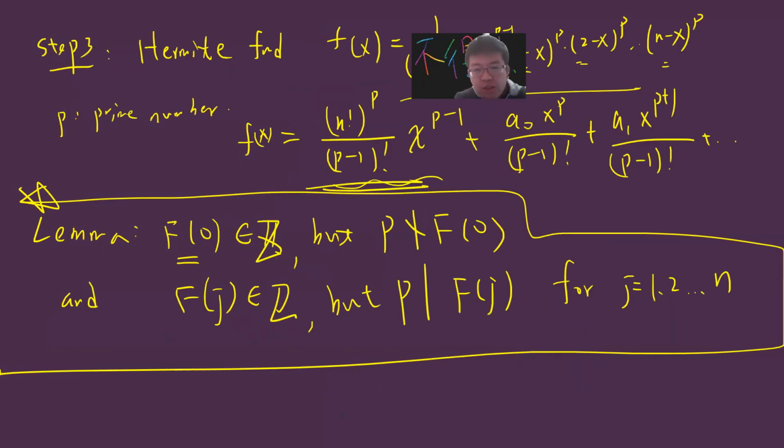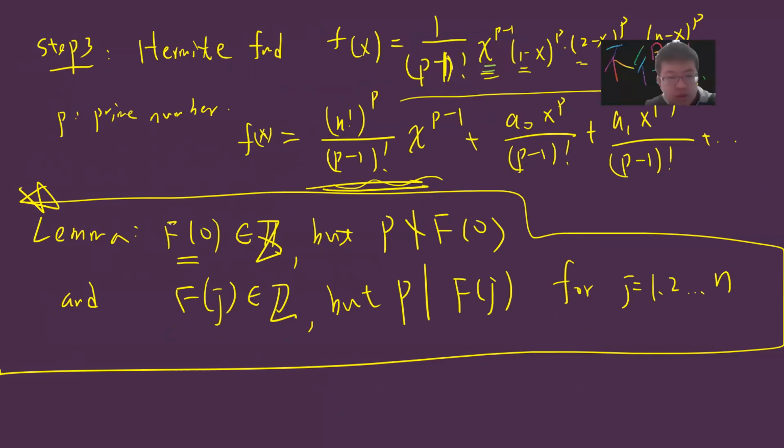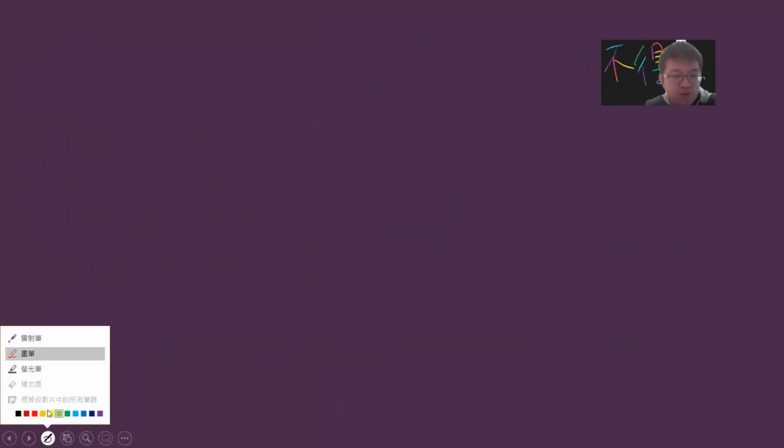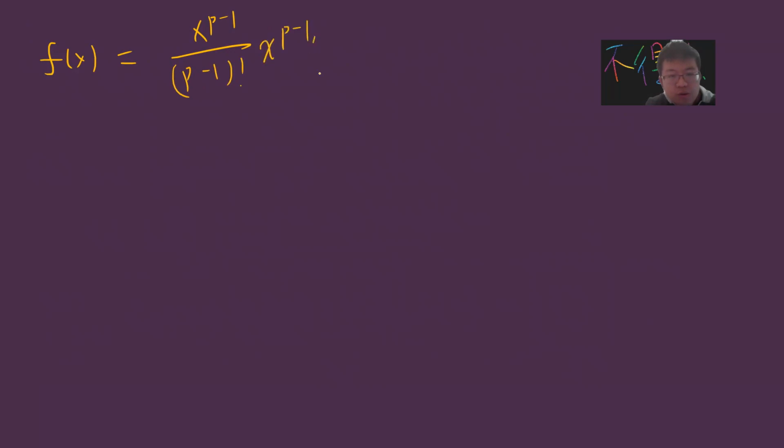Okay, so let's go back to prove this lemma. This lemma is the remaining part. You can do it like an exercise, but I think it is a little bit tricky, so let me just try to prove it. Let me write down my f of x again, and let's try to prove the lemma. We already got an answer, so hopefully proving the lemma is not so difficult.